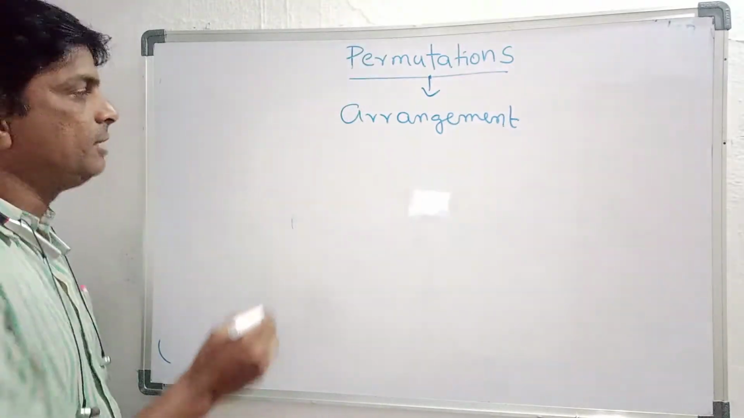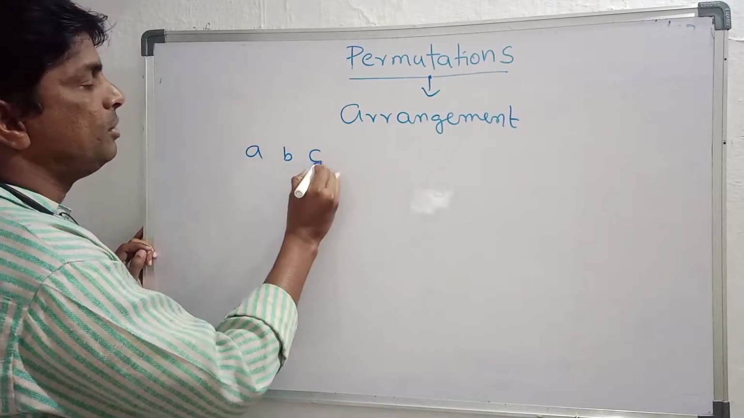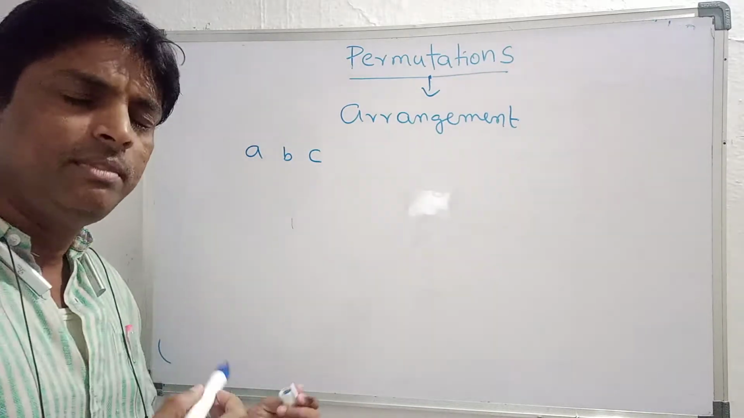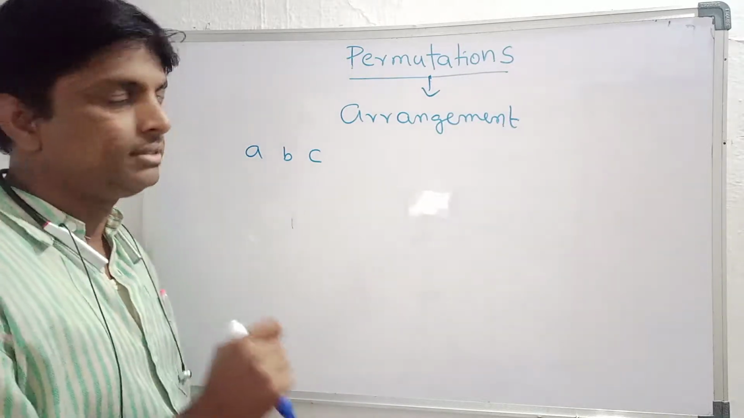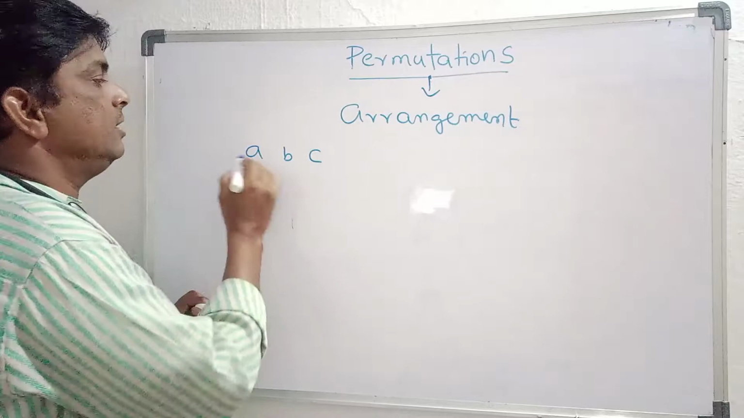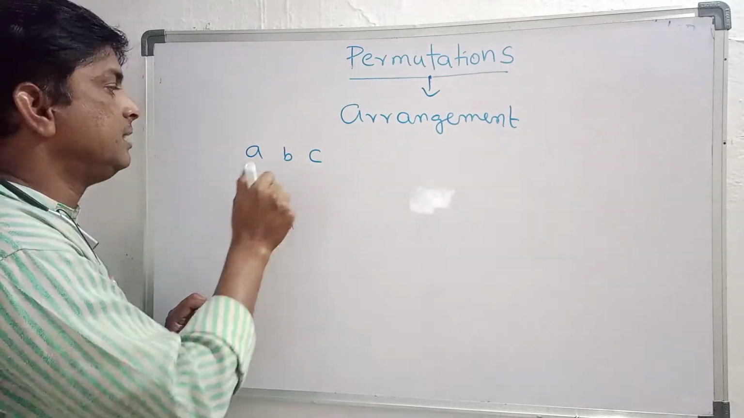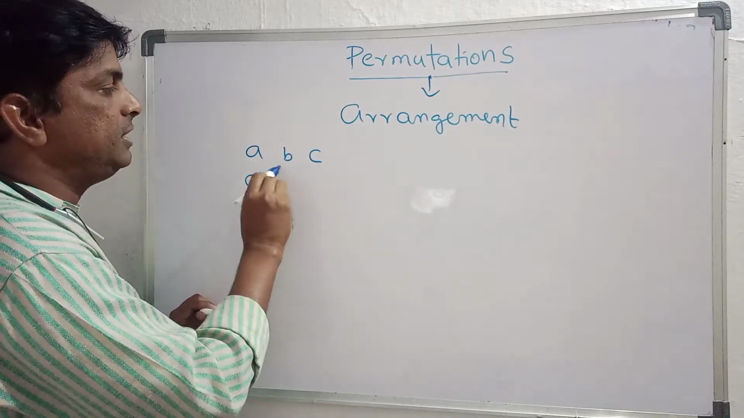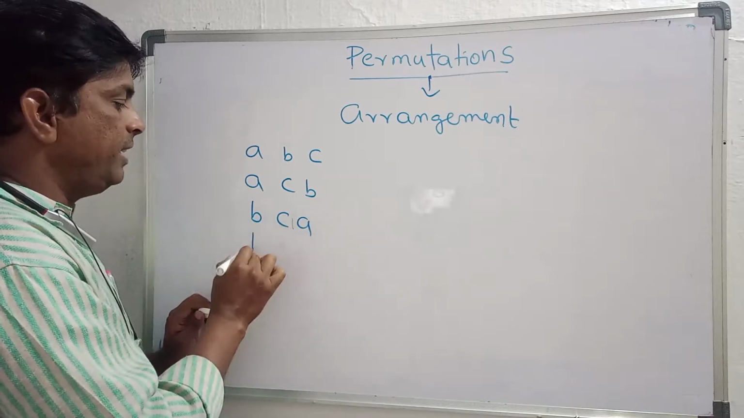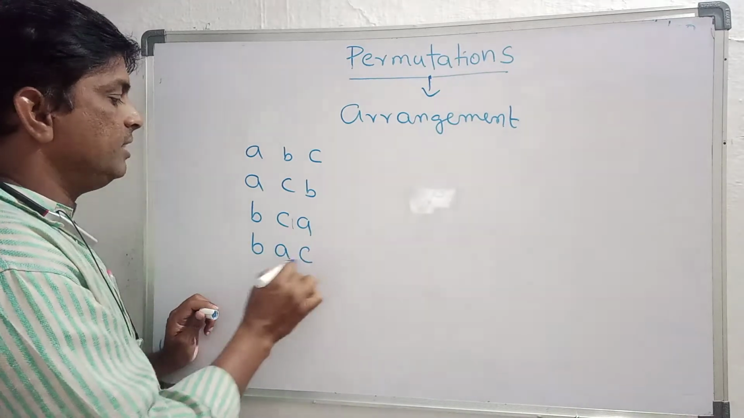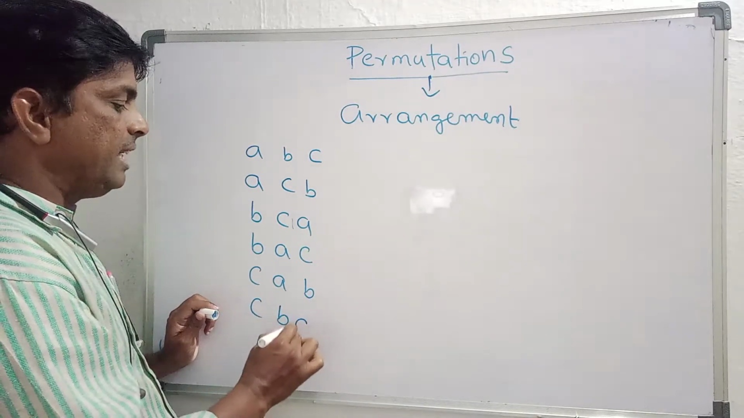Let's suppose A, B, C are three persons. Now let me see how many ways these three persons can stand in a line. This is one position where A is standing in the first place, B second, C last. Now fix A and interchange these two: A C B. Now fix B in the first place: B C A. Again B in the first place: B A C. C in the first place: C A B. Again C in the first place: C B A. That's it.